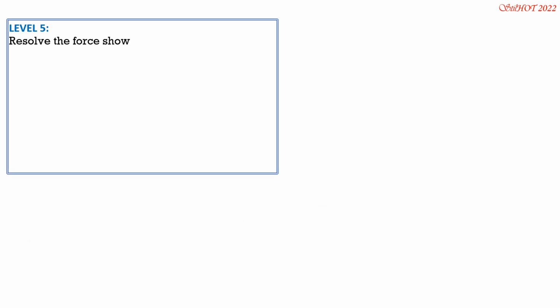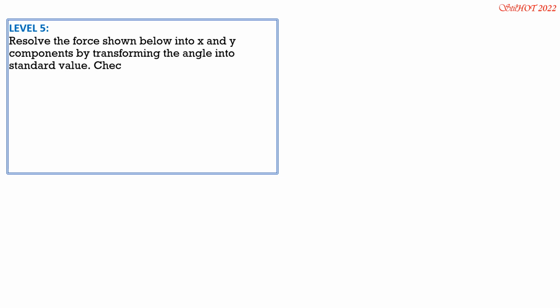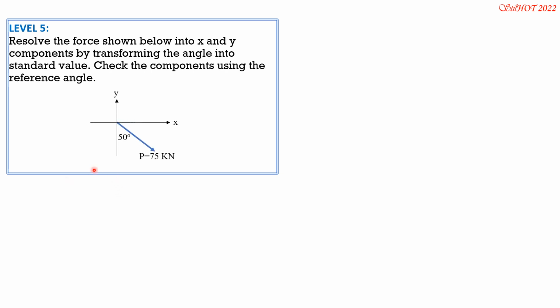Level 5, resolve the force shown below into x and y components by transforming the angle into standard value. Check the components using the reference angle. So here is the force. For the solution, the angle would be 90, 180, 270 plus 50. So therefore, the standard angle for this force is 320 degrees. So Px is 75 cosine of 320. Without thinking of the sign, it will automatically give us positive value because it is in the fourth quadrant.